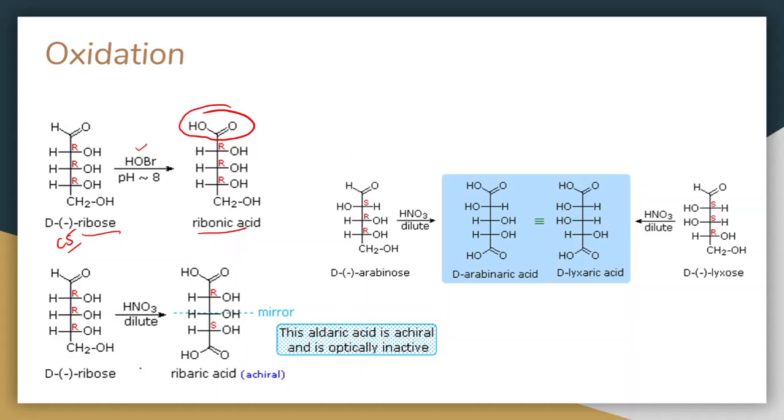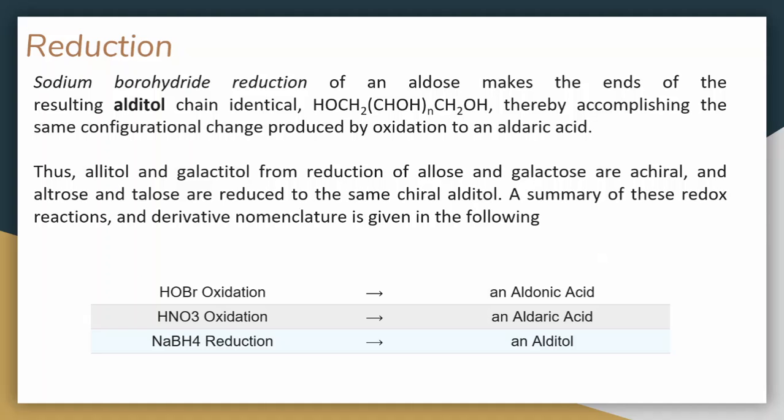So ribonic acid. In case of HNO3, which is nitric acid, it is a very strong acid and a very strong oxidizing agent also. Here in ribose, both the terminal carbons get oxidized to the maximum and get converted into carboxylic groups. This is called ribaric acid. So these two reactions are very important. You should remember that.